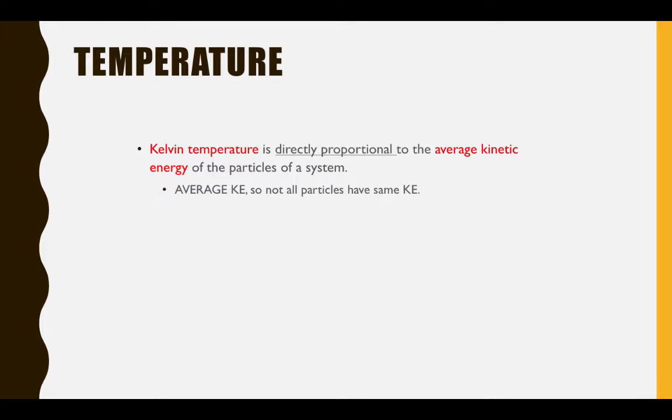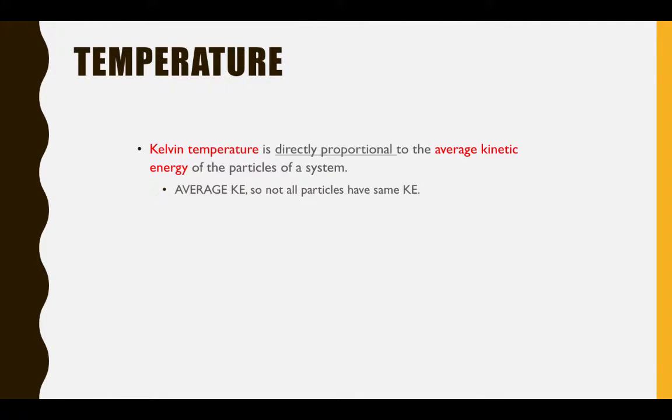It's important to note here that this is an average. Therefore, not all particles will have the same kinetic energy. Recall that kinetic energy depends on mass and speed. Let's assume for simplicity's sake that all of our particles in our sample have the same mass. Therefore, the speed of every particle will not be identical. However, on average, they will have the same speed or the same kinetic energy.